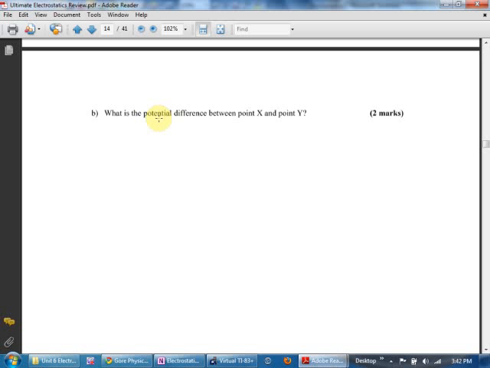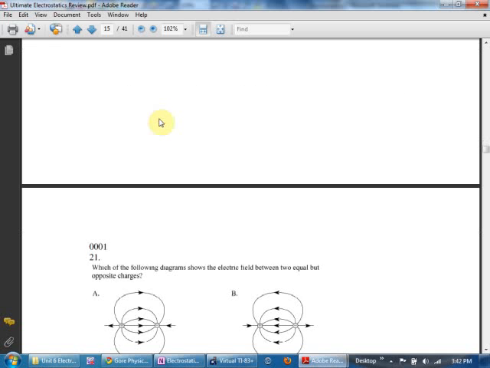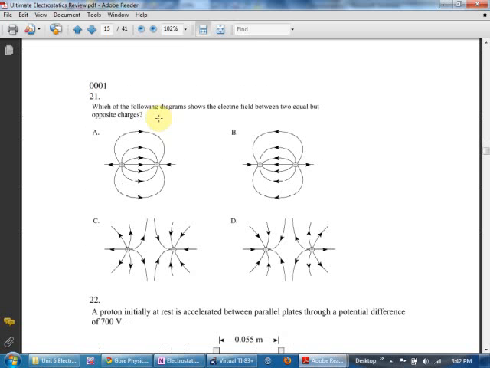You're going to get something like 21 as a multiple choice. I'm going to give you an electric field diagram of some type. Remember we said that the lines always point from what to what? The arrows always point from positive to negative. That is correct, sir. We said that the closer the lines are together, the stronger the electric field at that location, and the further apart, the weaker they are.